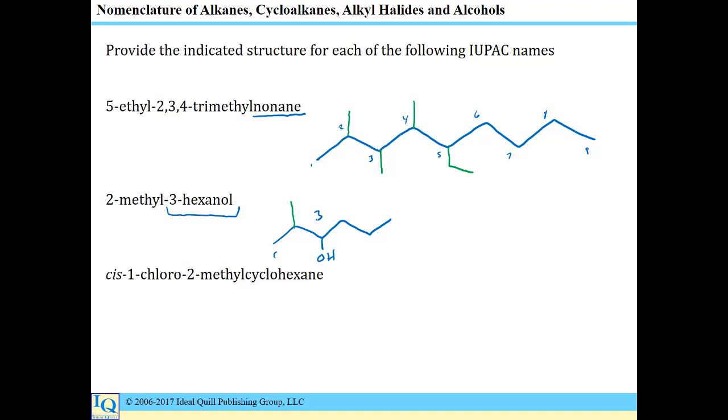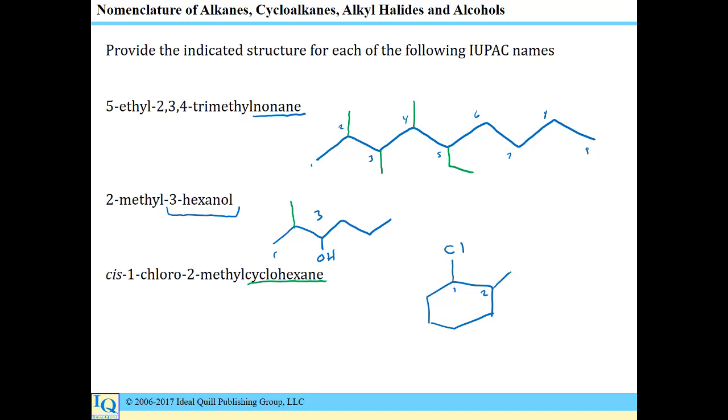In our final problem on this page, we have as a parent chain cyclohexane. Since cyclohexane is cyclic, we don't have to start numbering from the end as we would with a linear molecule. Any carbon can be carbon number 1. We have substituents on carbons 1 and 2, a chloro and a methyl group.